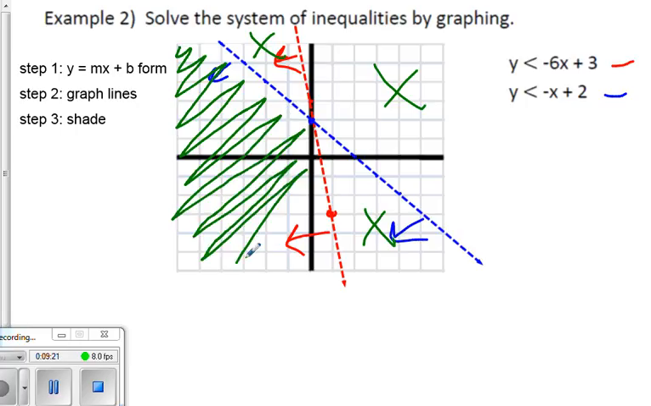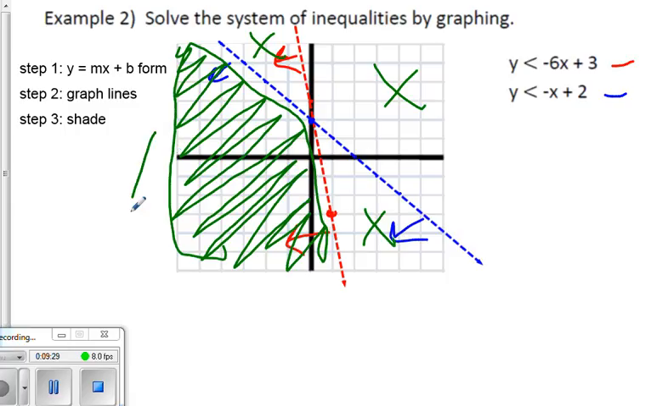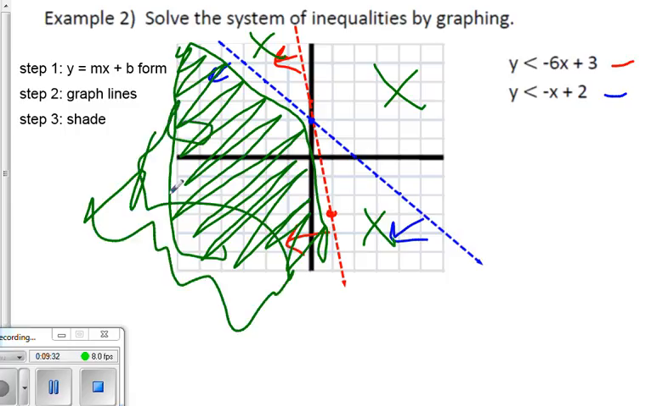Again, my shading is going to look kind of incomplete using the computer, but it's all of this area and beyond. So even all this stuff out here is also included. All of this is the spot where y is less than negative 6x plus 3 and y is less than negative x plus 2. So this would be your solution. Again, make sure the boundary line on the edge is dashed. Make sure this boundary line is dashed, because we're saying we're not including those parts, but everywhere beneath both of those, everywhere in here, that's a true spot for our system of inequalities.